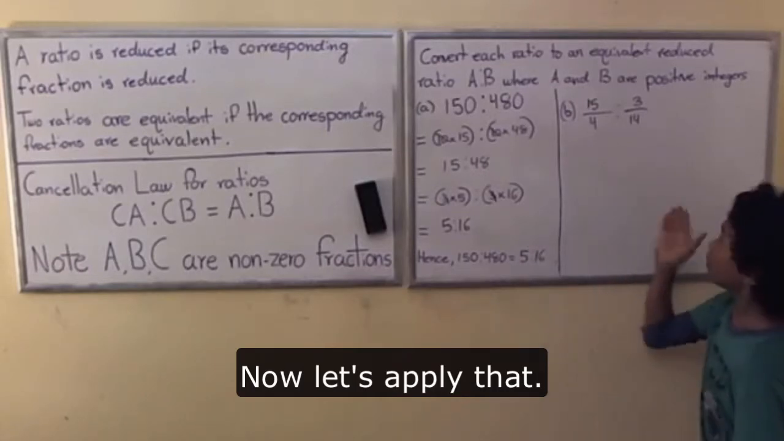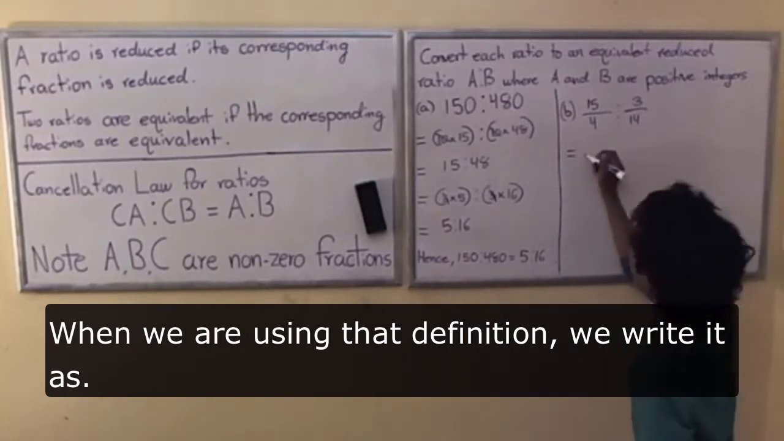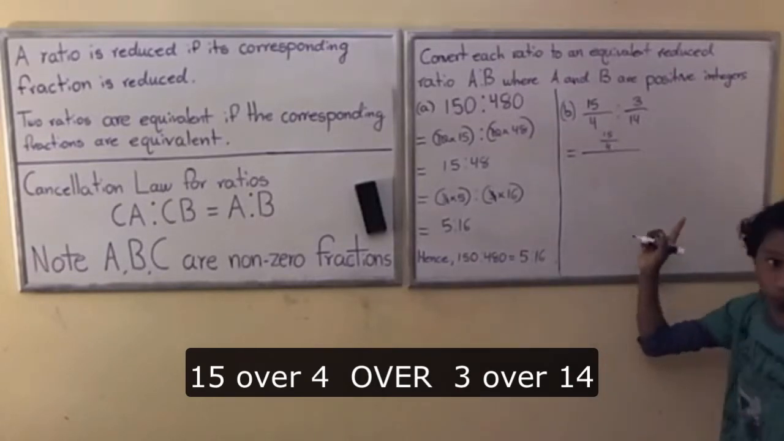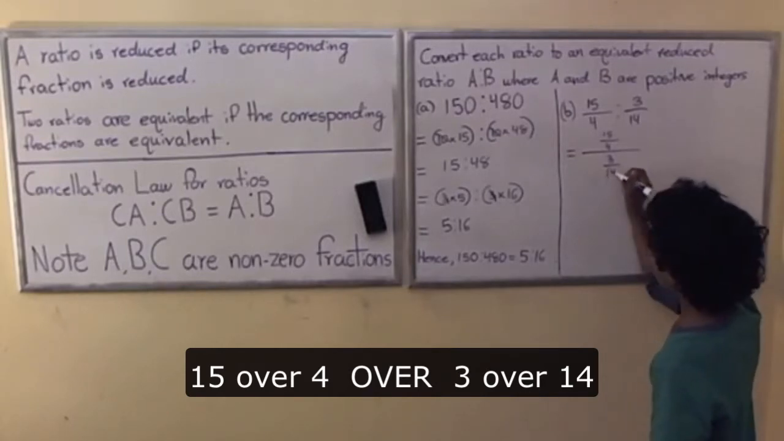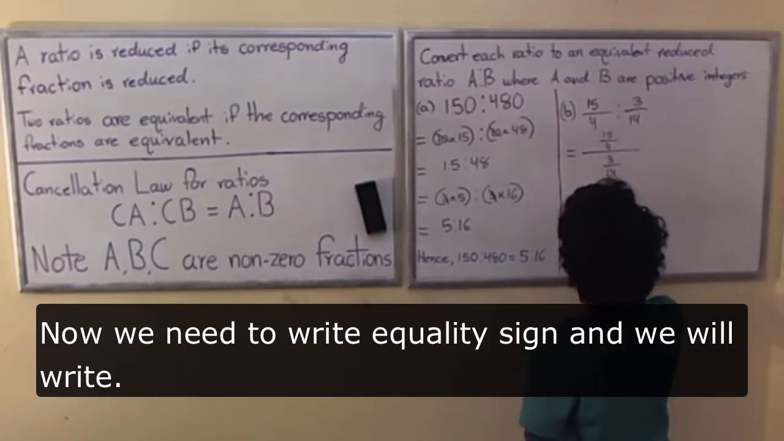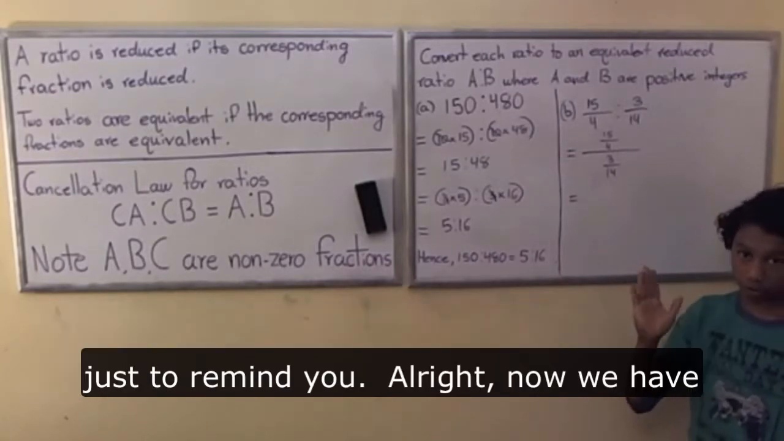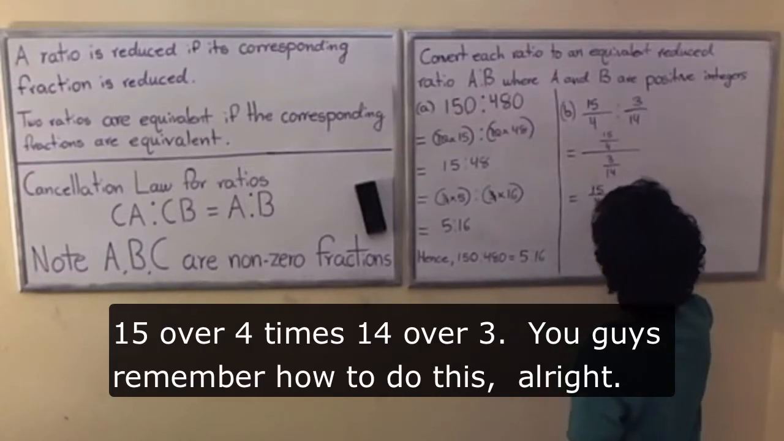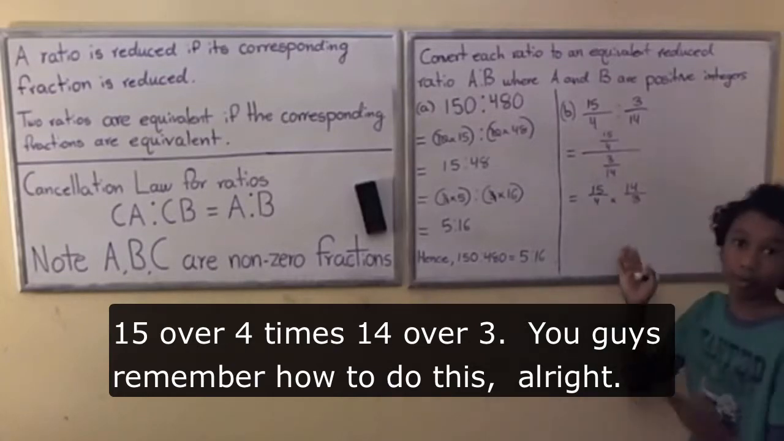Now let's apply that. When we are using that definition, we'd write it as 15 over 4 over 3 over 14. Now we need to write the equality sign, and we will write, oh, and one thing I'm going to say, this is called a complex fraction, just to remind you. All right, now we have 15 over 4 times 14 over 3. You guys remember how we did this.